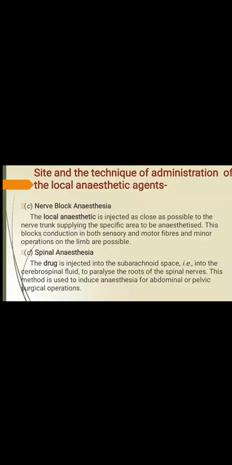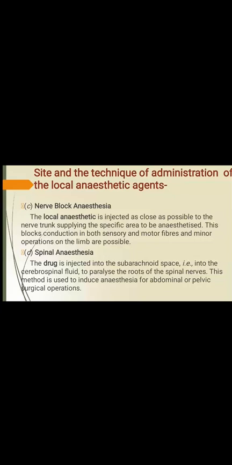Third one, nerve block anesthesia. The local anesthetic is injected as close as possible to the nerve trunk, supplying the specific area to be anesthetized. This blocks conduction in both sensory and motor fibers, and minor operations on the limb are possible. So, in case of minor surgeries, minor limb operations, this type of nerve block anesthesia is employed.